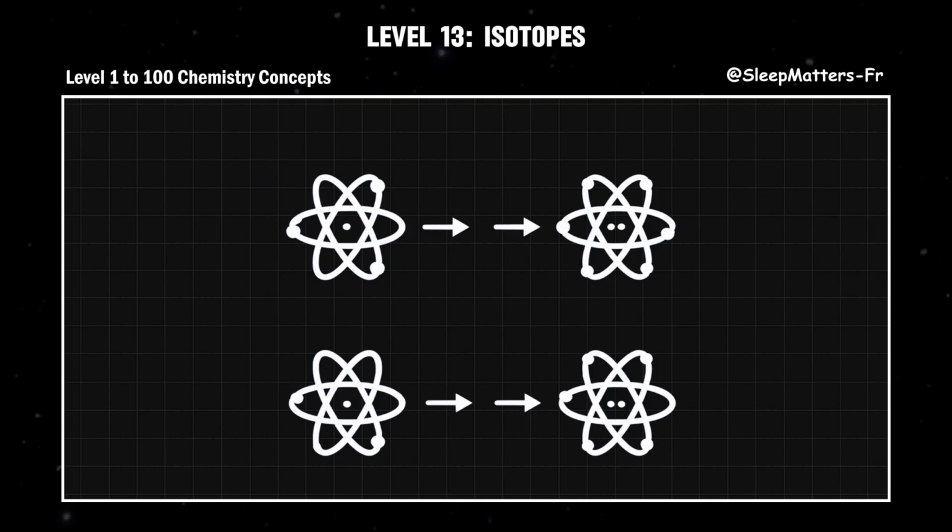Think of them like brothers. They share the same family name, but they are not exactly the same. Carbon-12 is the most common form of carbon. It has 6 protons and 6 neutrons. But there is also carbon-14, an isotope of carbon, which has 6 protons but 8 neutrons. This small difference makes carbon-14 radioactive, which means it can decay over time. This is why carbon-14 is used in radiocarbon dating, a method used to determine the age of ancient objects.